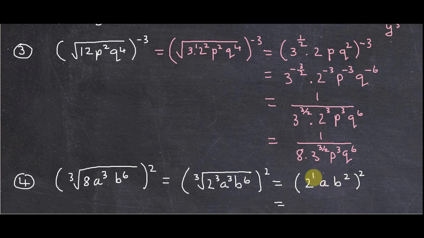Now we can multiply the powers. So we'll have 1 times 2 is 2. So we have 2 squared, which is 4. And we have a 1 here that we don't write. So 1 times 2 is 2. And then b to the 4.